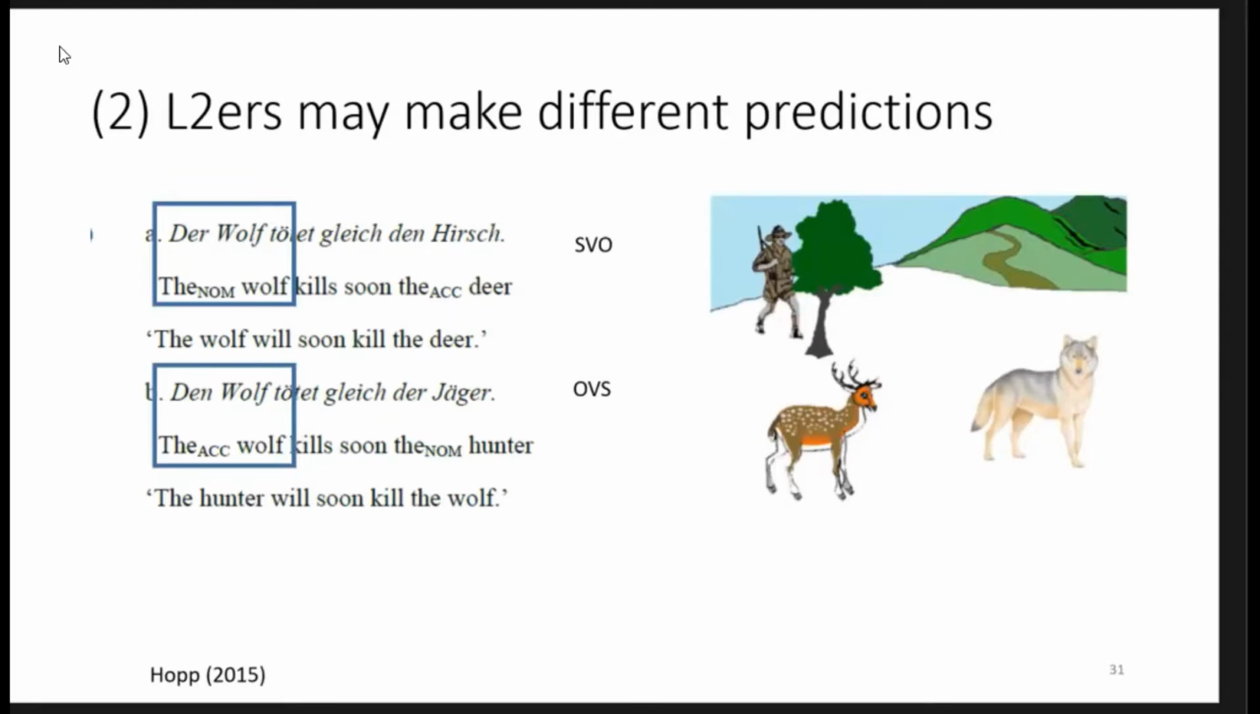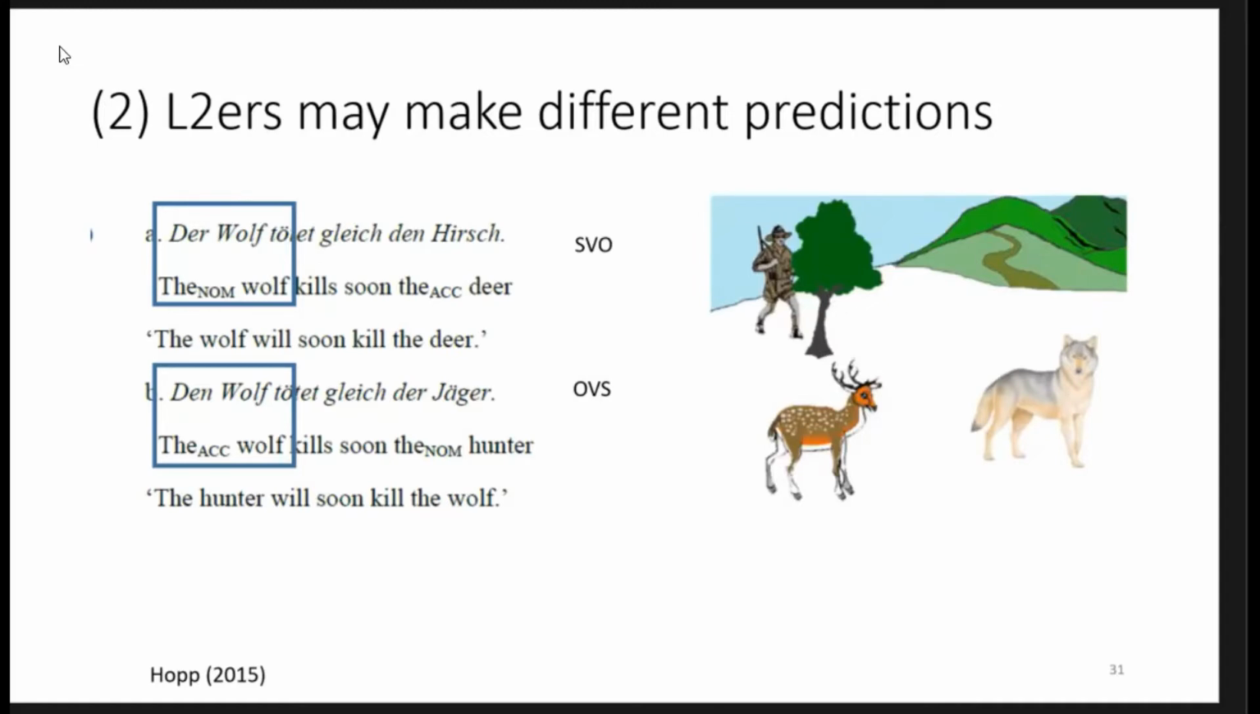The first one in A, you have the wolf in nominative, kills, and then the deer would be an accusative, so the deer would be the patient. In the second sentence, the wolf is marked accusative. Then you have kills, and then what comes next is the agent, so that's the hunter. So you can do a visual world study in which you have the wolf in there, the deer in there, but also the hunter in there, and see what people are looking at.